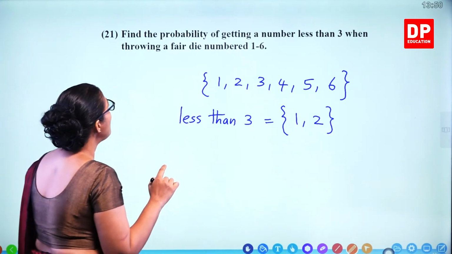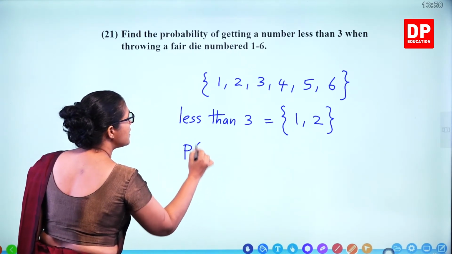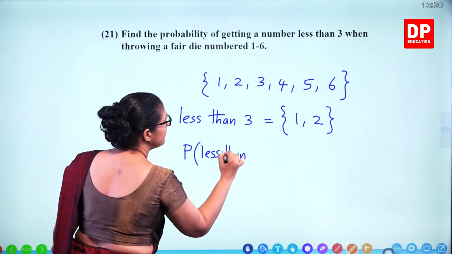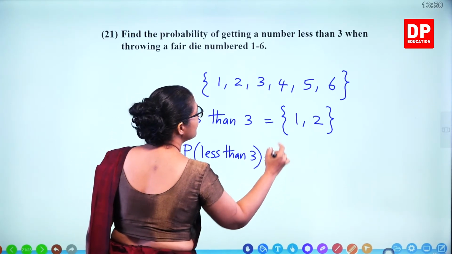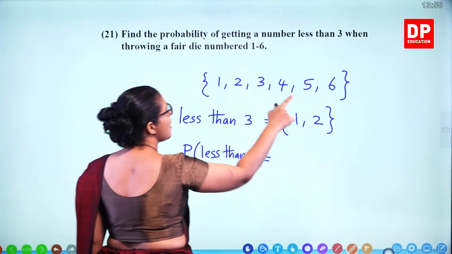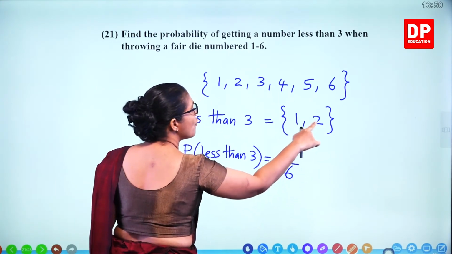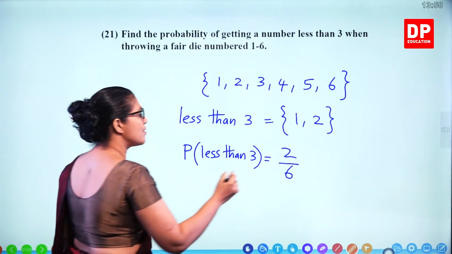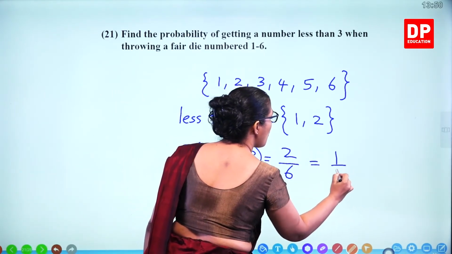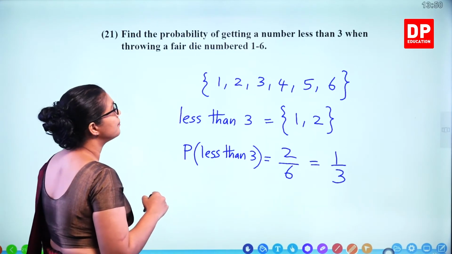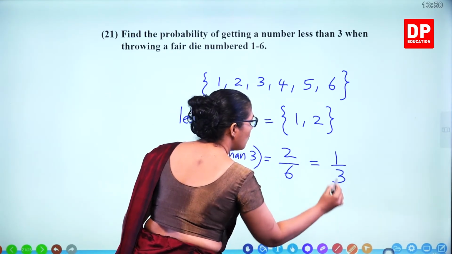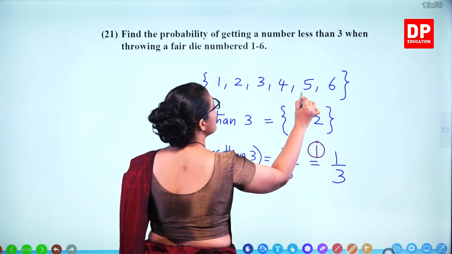So what's the probability of getting less than 3? Total numbers, 6 numbers are there. Out of 6 you can get 2 numbers, 2 over 6. So simplify, you can get 1 over 3. So 2 marks again, 1 mark here and 1 mark for this.